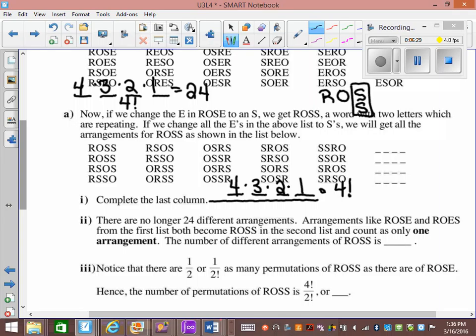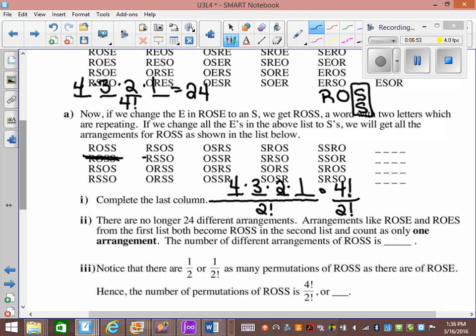And that would be the same as rows, right? But we don't have all 4 different letters. We actually have 2 that are the same. So we have to divide by 2 factorial, because that's going to cut out all of these issues. When we have Ross and Ross, this 2 factorial takes out all those ones that are actually the same.